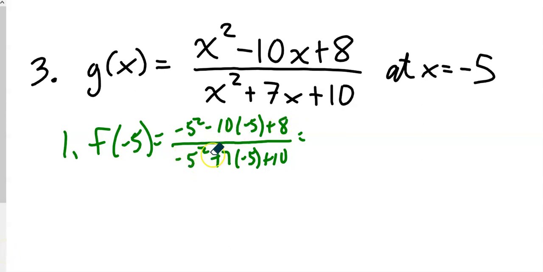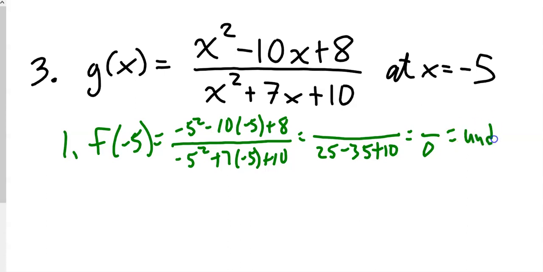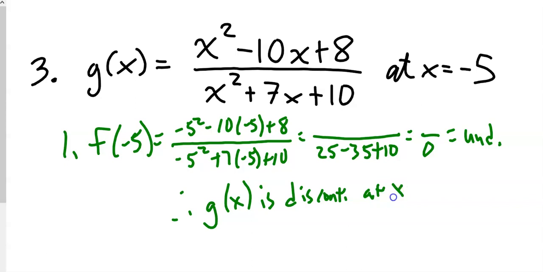I'm actually going to talk about the bottom here because that's really the main area. If that's 0, this is undefined, and it actually is. So whatever that is up there, this is undefined. Right away, we know that this is discontinuous. Therefore, g of x is discontinuous at x equals -5. The reason is there is no function value at f of -5.